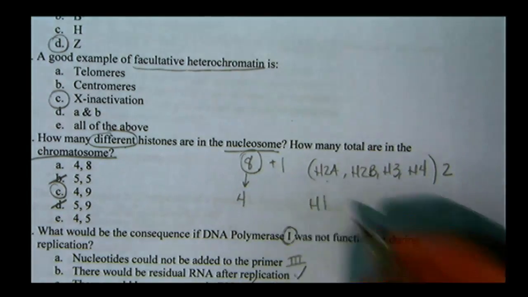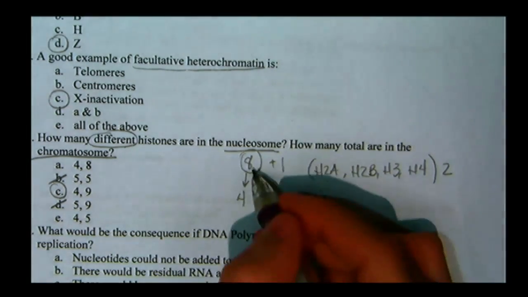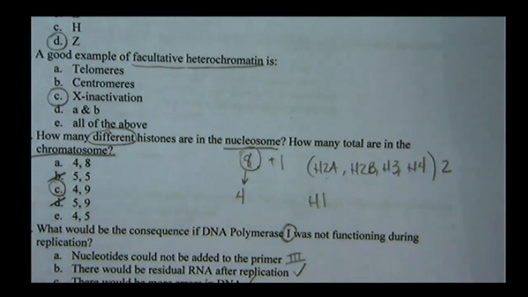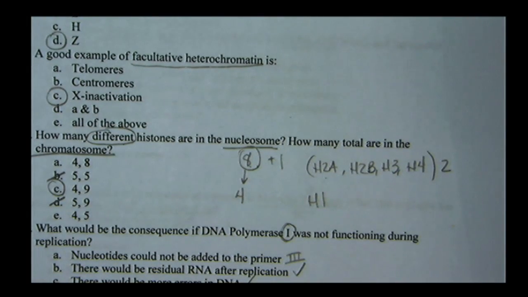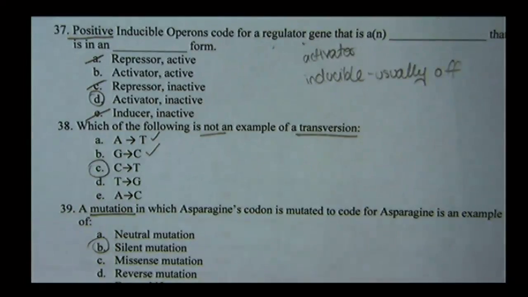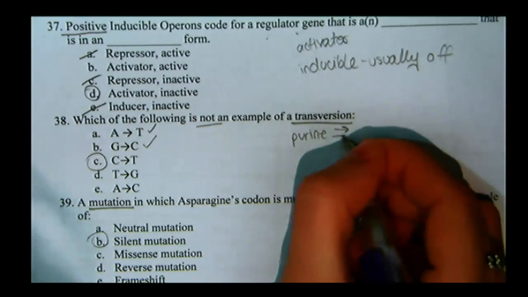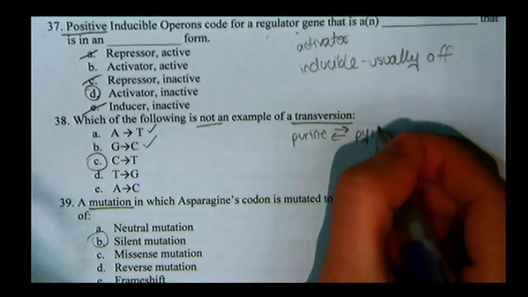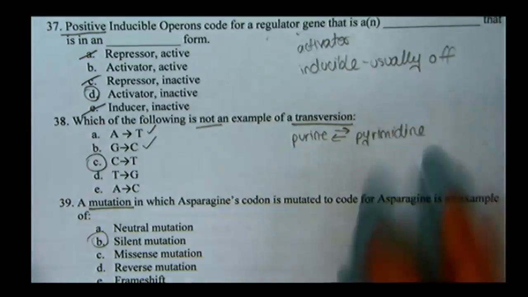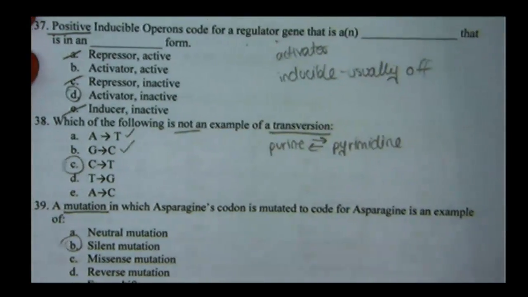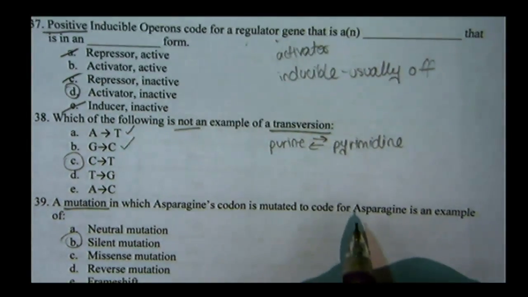Anything else you want me to explain in more detail? Yeah. 38. Sure. Okay, so this is definitely a straight up vocab type question. A transversion is going to be a purine to a pyrimidine or vice versa. And the other one is a purine to a purine, pyrimidine to a pyrimidine. So you're looking for what is not an example of this. So what would be a transition? You're looking for the transition example.